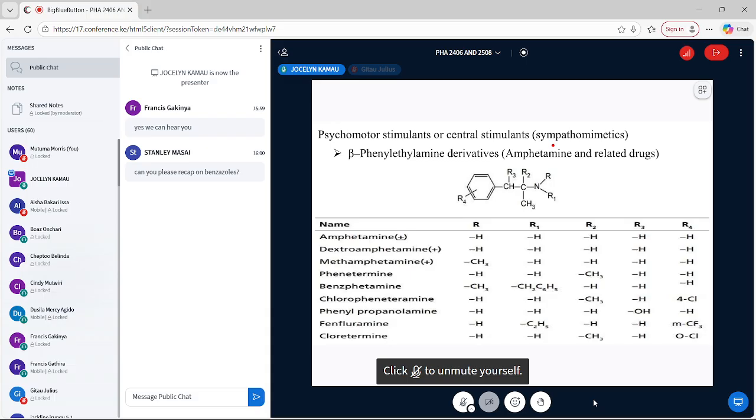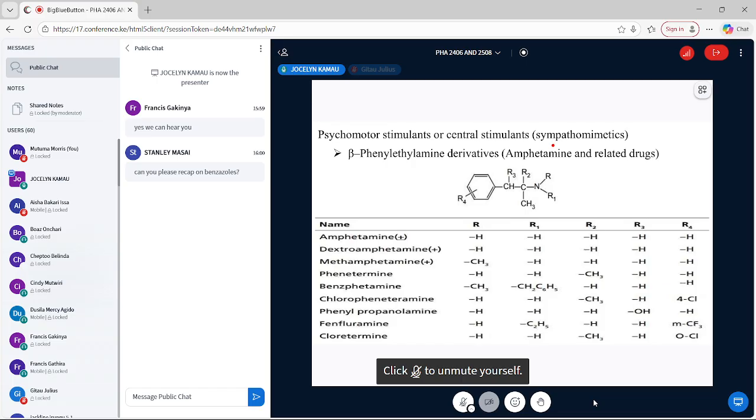Fenfluramine: R1 is a C2H5, and there is a meta CF3 at position 1, 2, 3. I will not discuss that other one, but I have this one: the beta-phenylethylamine derivatives, amphetamine and related drugs. Beta-phenylethylamines have structural resemblance to noradrenaline and dopamine.